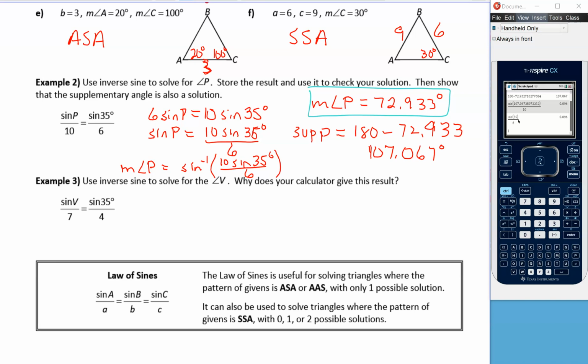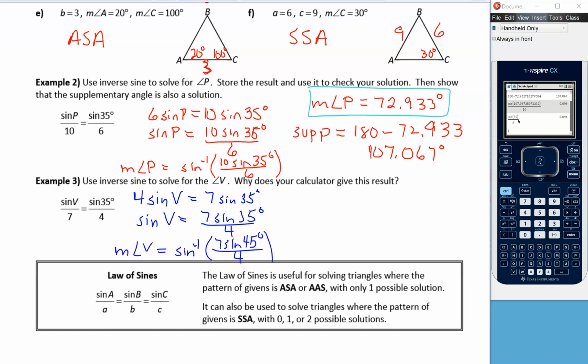In example 3, we're going to use the inverse sine to solve for angle V. First, we'll cross multiply, then divide by 4, then take the inverse sine. Now let's enter this into the calculator, and you'll notice that your calculator gives you an undefined result. The reason for this undefined result is that the inside of the inverse sine is a number that's greater than 1. Remember, sine is the ratio of opposite over hypotenuse, and if the opposite side is bigger than the hypotenuse, then that ratio will be greater than 1. So inverse sine of that will not give us a defined result.